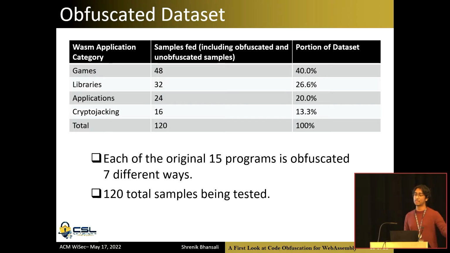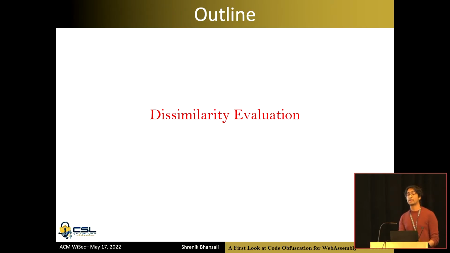This includes, for every original sample, 7 new samples, each of them being individually obfuscated. Each of the original 15 programs that we had was obfuscated 7 different ways, which led us to a total dataset of 120 programs. The first way that we evaluated obfuscation was through similarity or dissimilarity.